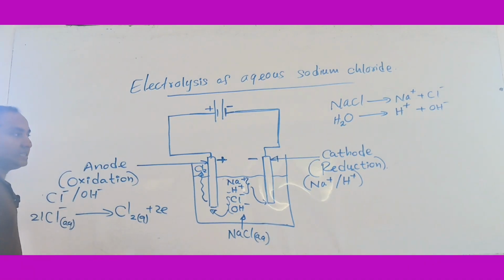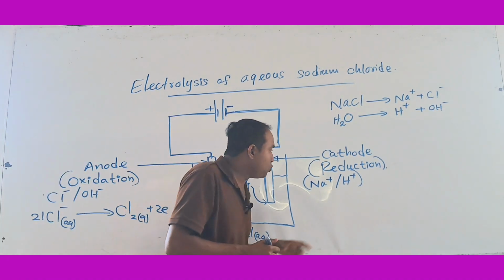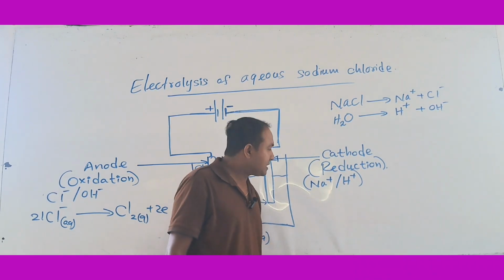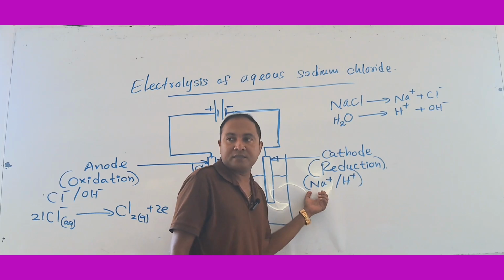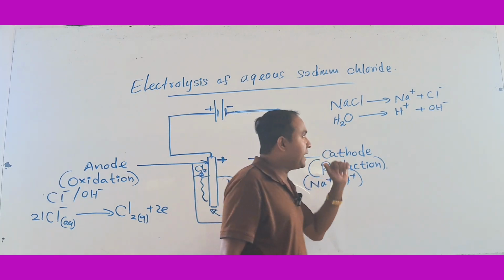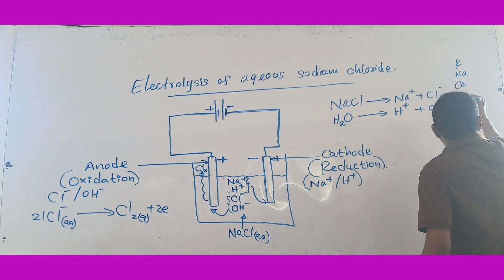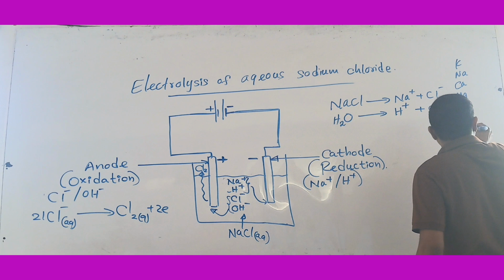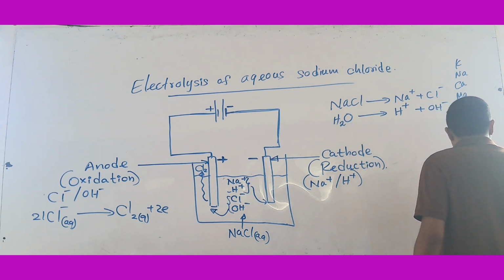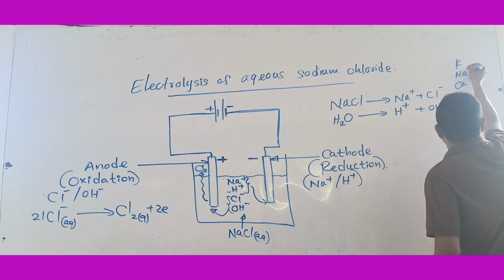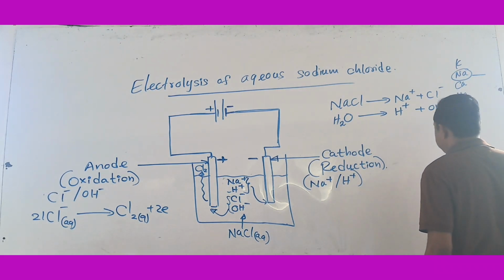Therefore, chlorine gas is released at the anode, the positive electrode. Then there are two positive ions for reduction. Reduction means receiving electrons. Which will be reduced, sodium plus or H plus? For this we can use the activity series. What is the activity series? Potassium, sodium, calcium, magnesium, aluminium, zinc, iron, tin, lead, hydrogen, copper, mercury, silver, platinum, gold. Here it contains hydrogen, and here sodium and hydrogen.